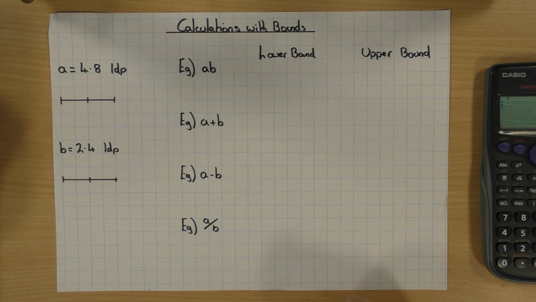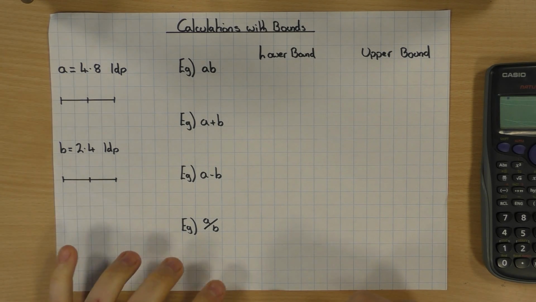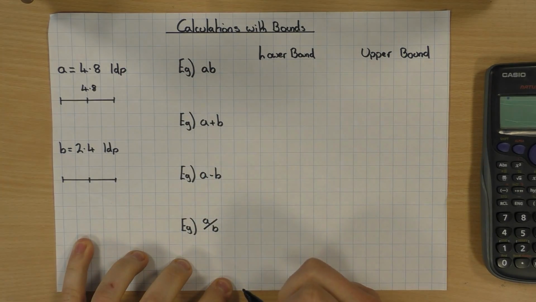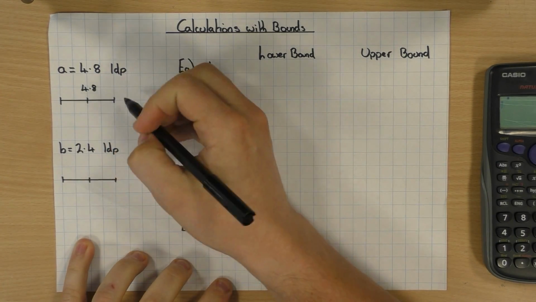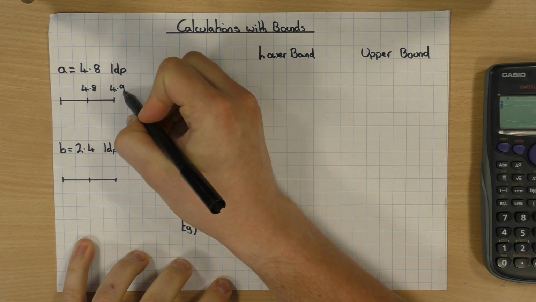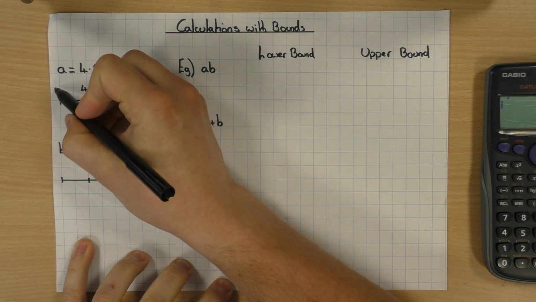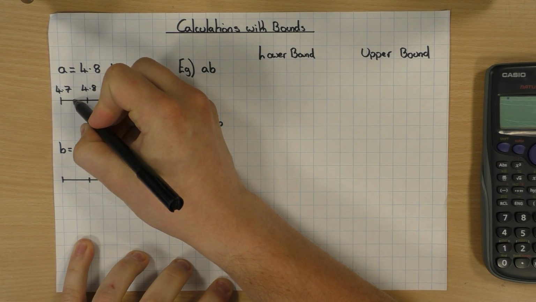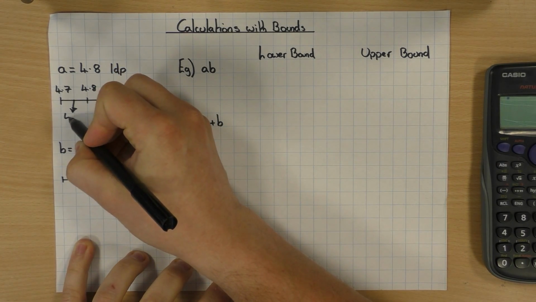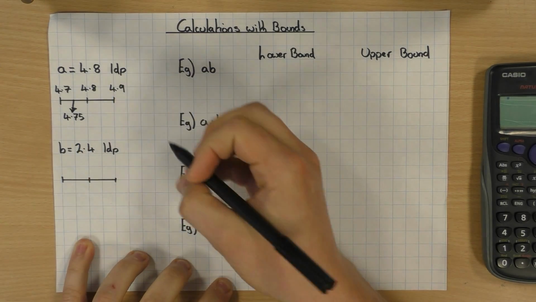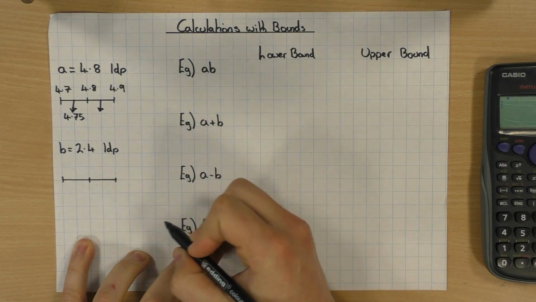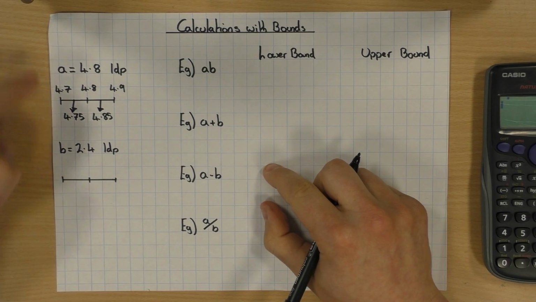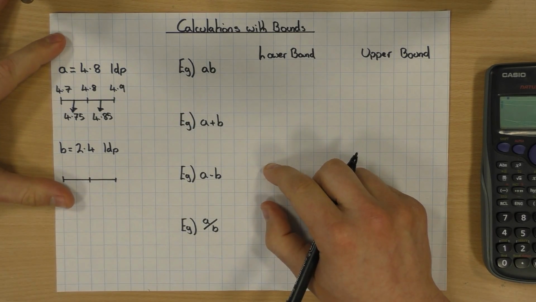If you are unsure, I've done another video on how you do upper and lower bounds, but quite simply, if it's 4.8, we stick 4.8 in the middle. If I was to round up one decimal place, we would have 4.9, and if I was to round down, I would have 4.7. So to work out the lower bound, I go in between there, so that's 4.75, and upper bound in the middle of there, so 4.85. And I usually give you 2 because that's what we're going to be doing calculations with in a minute. So that was for A.